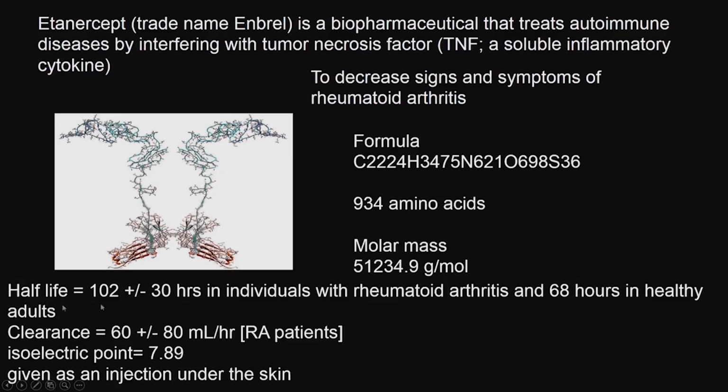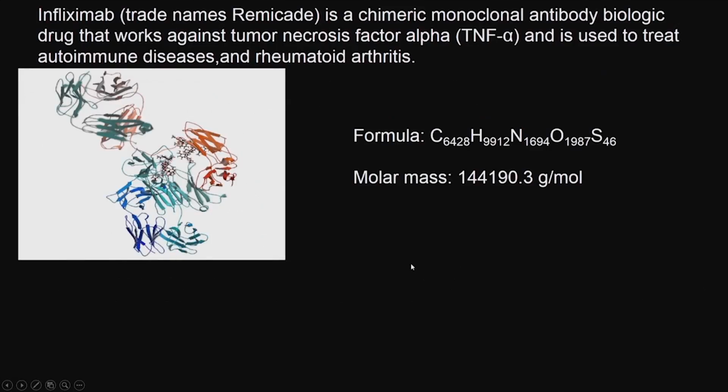So, its half life is quite large, 102 hours. Its clearance is 60 to 80 milliliter per hour. Its isoelectric point is 7.89, that is, at pH 7.89 it has got 0 charge. So, it is given as injection, because it is a protein with large molecular weight. Let us look at another one.